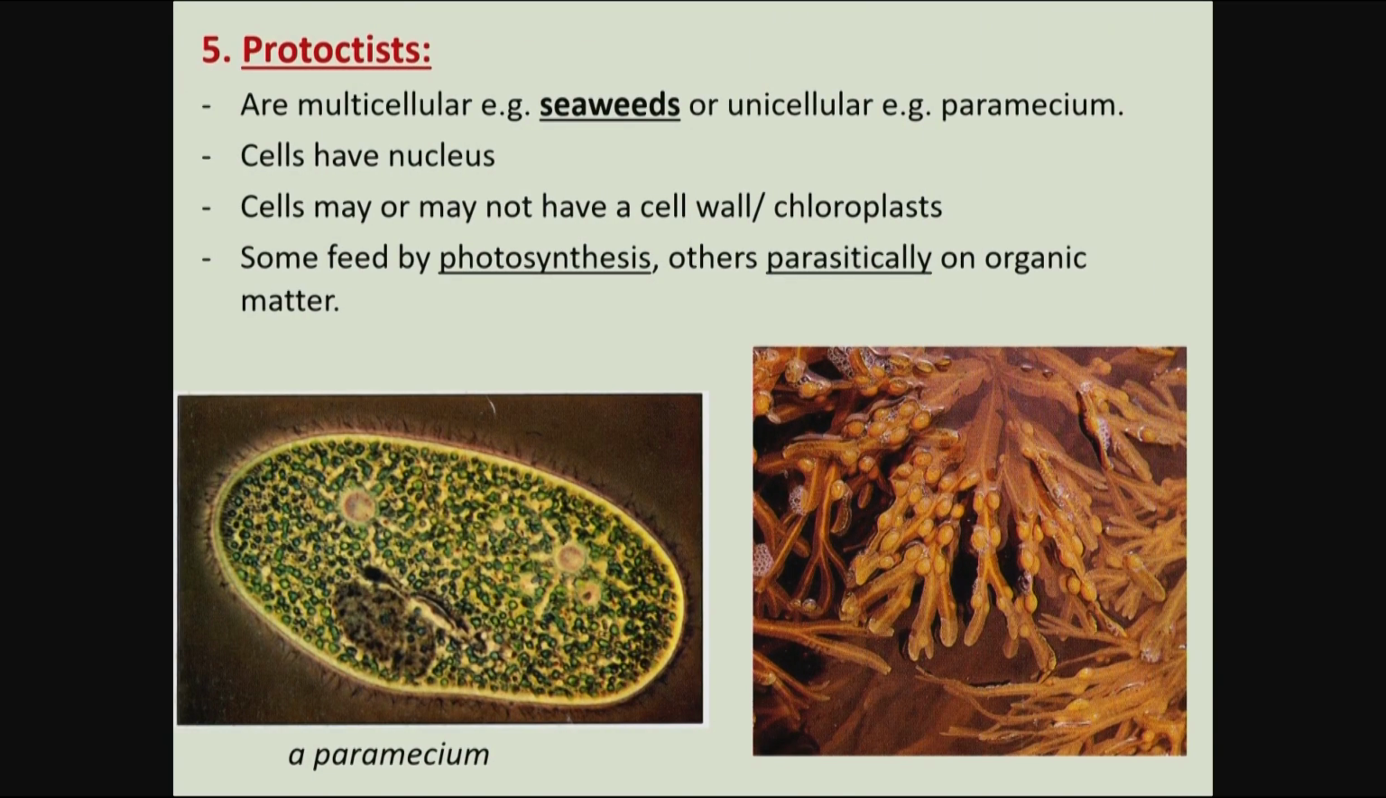The last kingdom you're going to look at are the protoctists, or the protoctista. Now, we have some which have many cells, like the seaweed. They are multicellular, and we have ones which are single cell, like the paramecium. These ones also have cells with a nucleus. The cells may or may not have a cell wall or chloroplast, and some feed by photosynthesis, while others depend on other organic matter and feed parasitically.